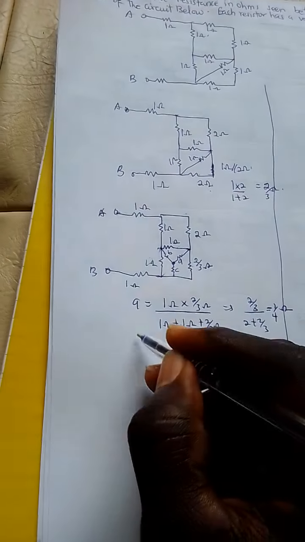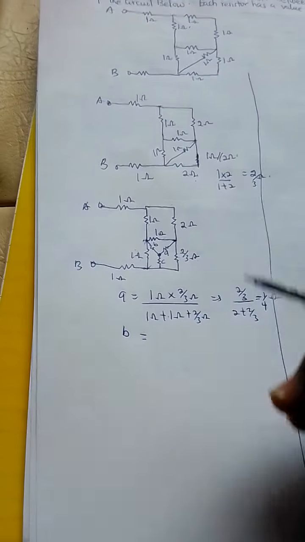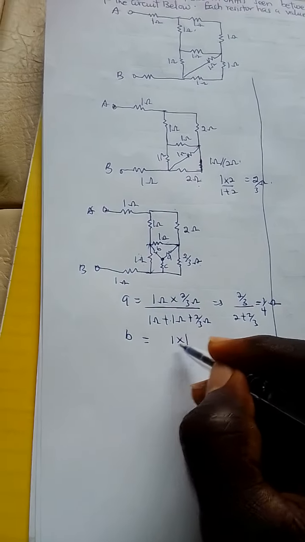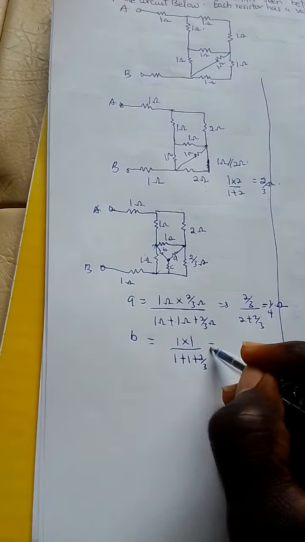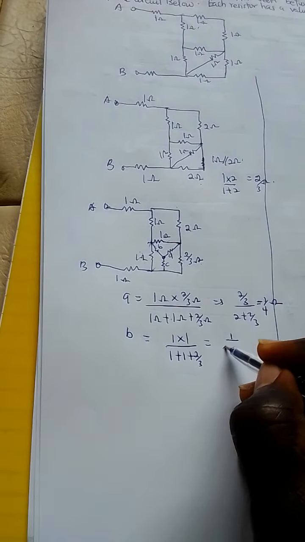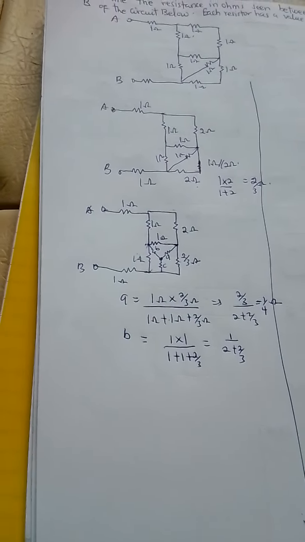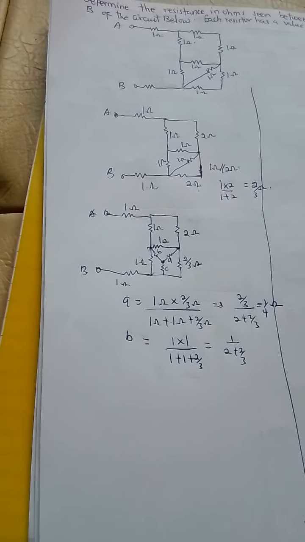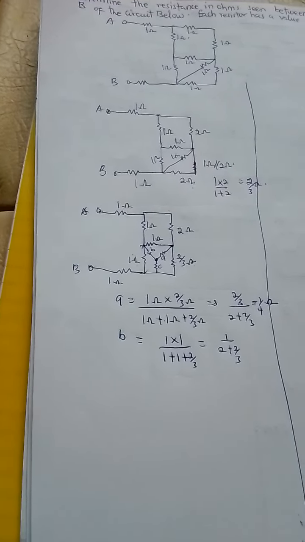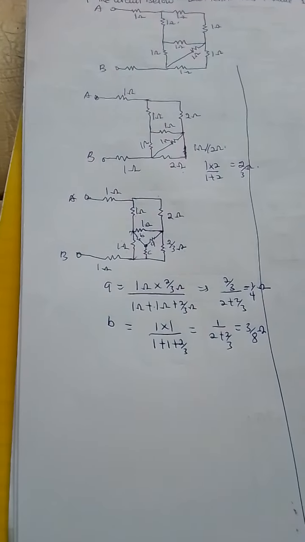That is my A. To find my B, it is in between the 1 ohm and the 1 ohm, so it's simply 1 times 1 over 1 plus 1 plus 2 over 3, and that is giving me 1 over 2 plus 2 over 3. And what is that one? 2. So I'm having the answer to be 3 over 8 ohms.